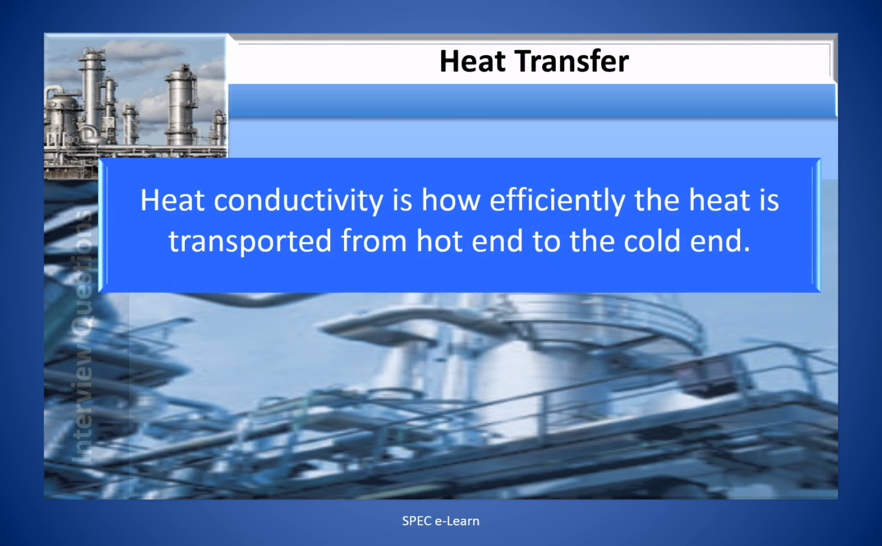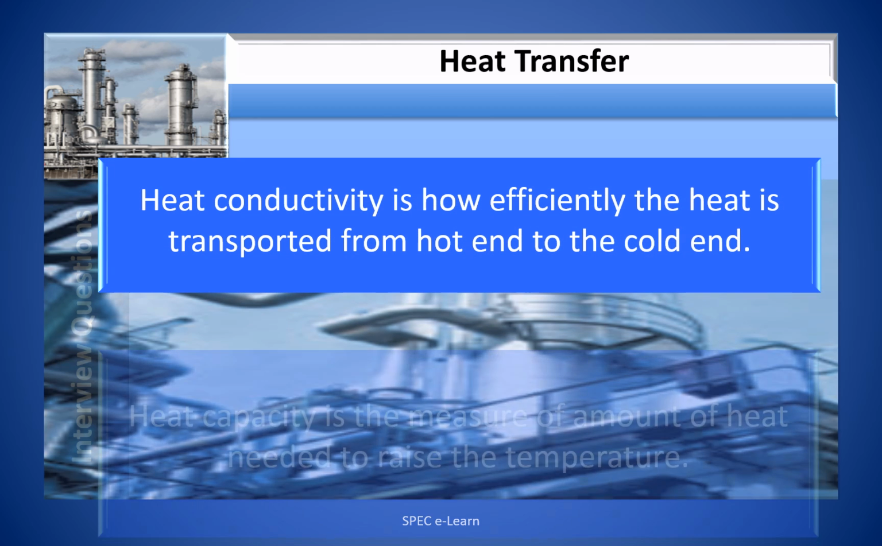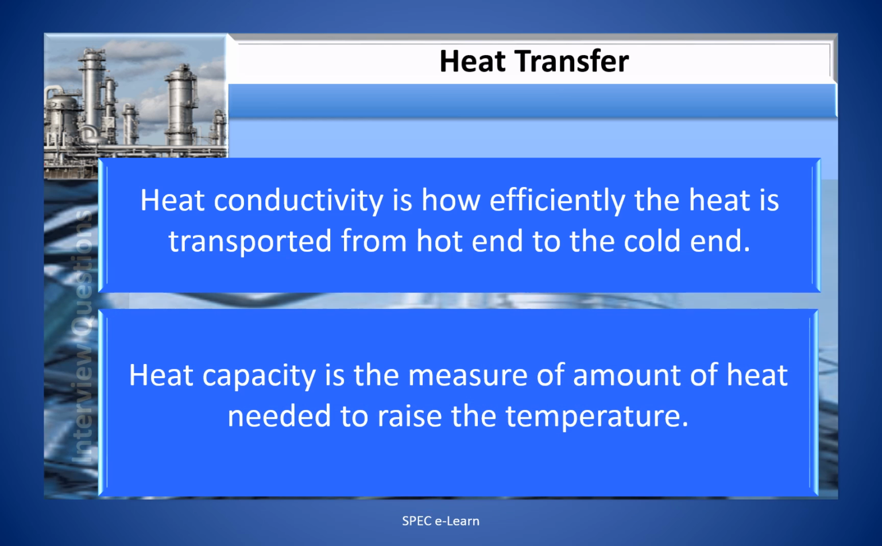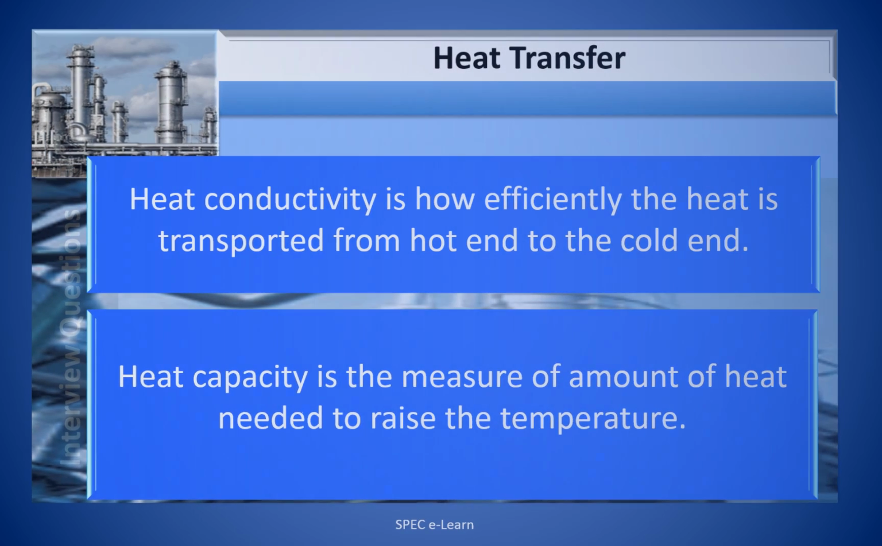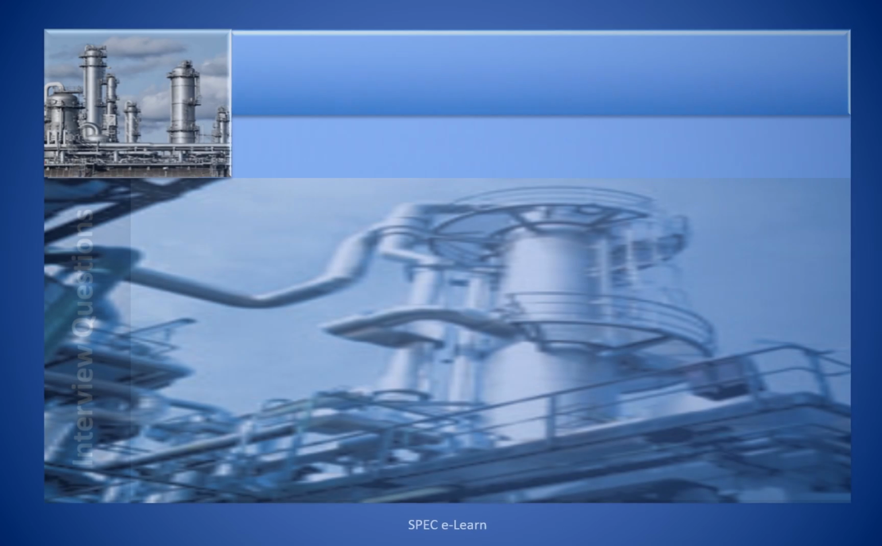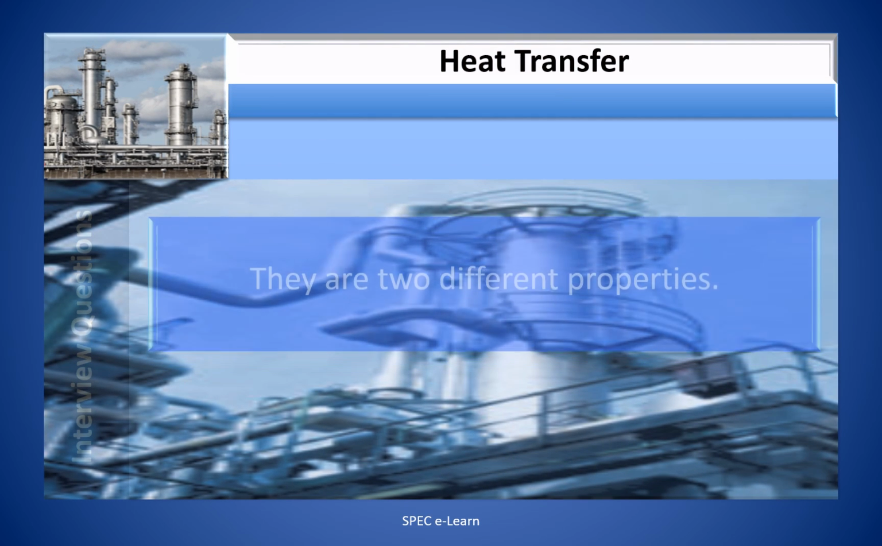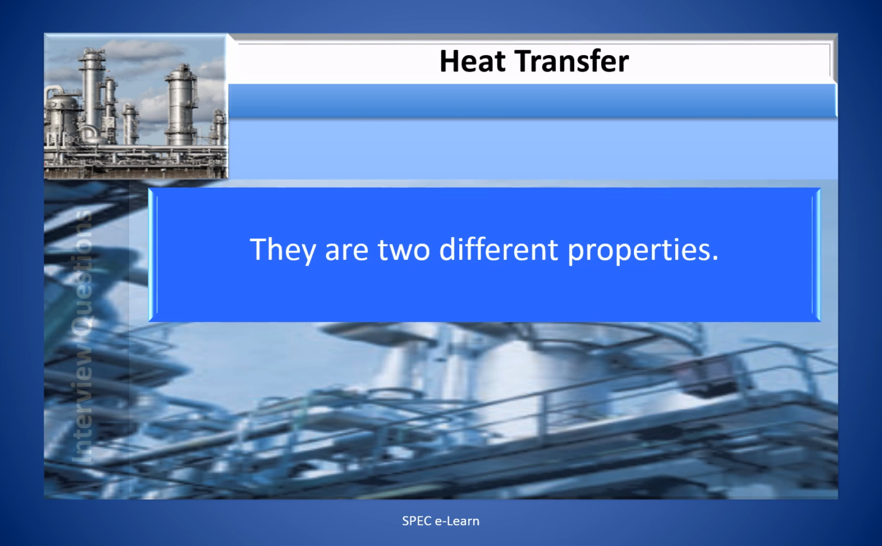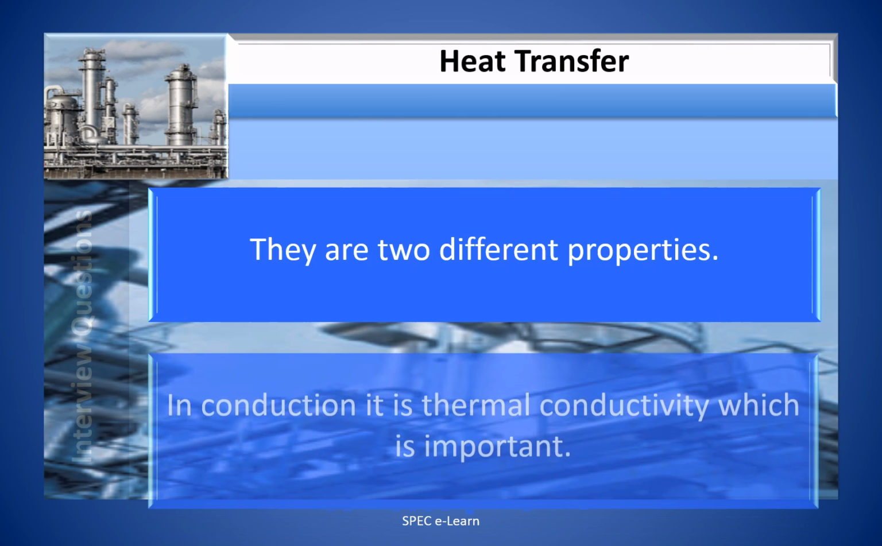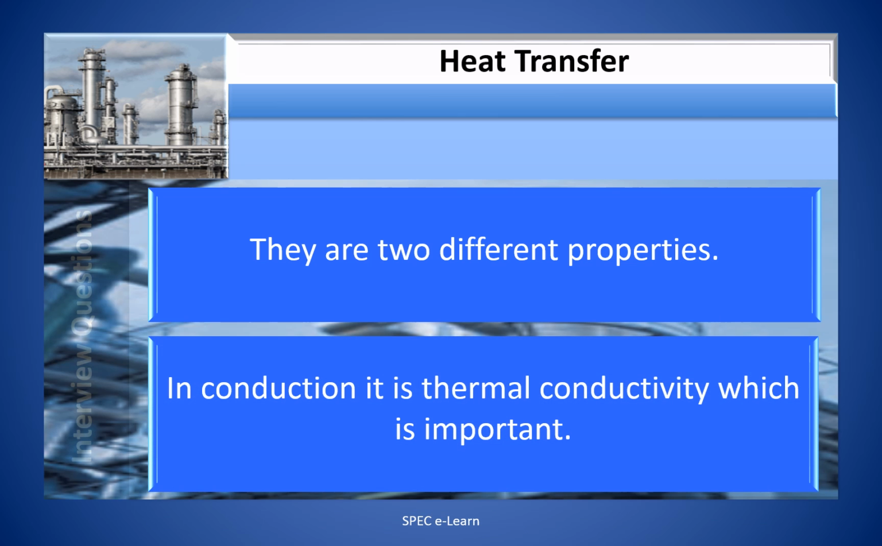Heat conductivity is how efficiently the heat is transported from hot end to the cold end, whereas heat capacity is a measure of the amount of heat needed to raise the temperature. These two are different properties. In conduction, it is the thermal conductivity which is important.